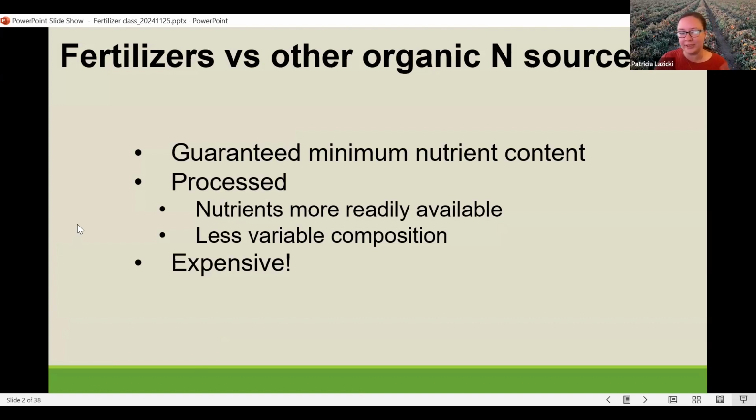These are materials that you buy with a guaranteed minimum nutrient content. They're usually processed in some way that makes the nutrients more readily available, and that also gives them a less variable composition than whatever the raw materials were. There are often blends to try and maximize whatever the fertilizer is trying to maximize. Because of this processing, they're often more expensive.